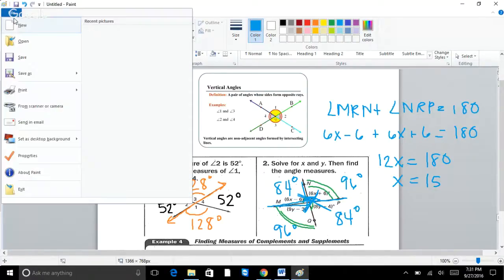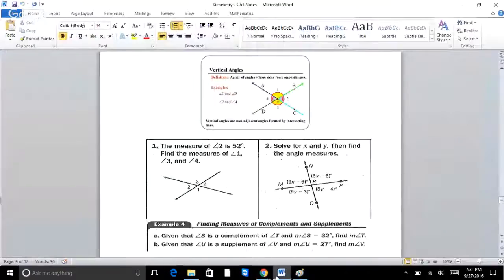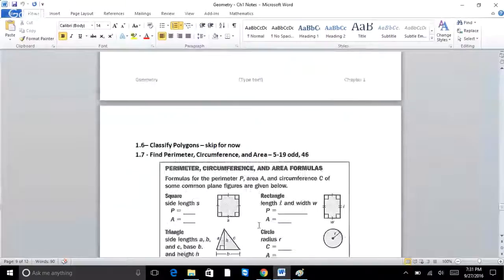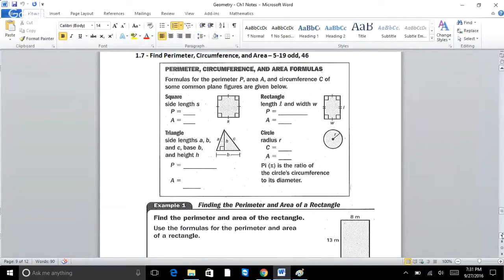All right, next we're going to switch up a little bit, so give me just a second to switch screens. And we are going to switch over to 1.7. Notice that we're going to skip 1.6, so you get to skip over that. You pull this into Paint.